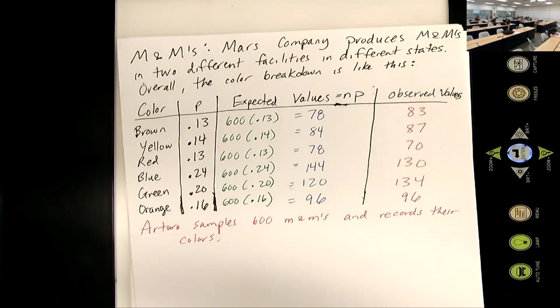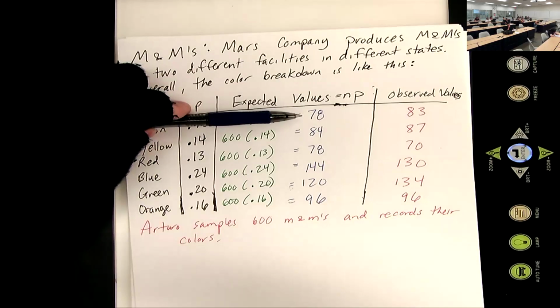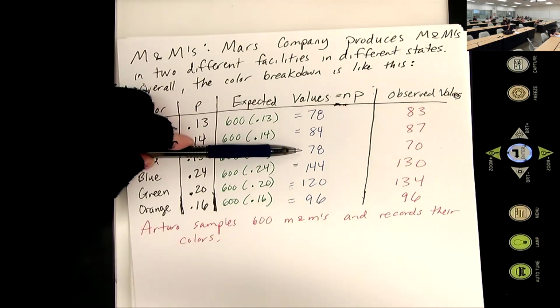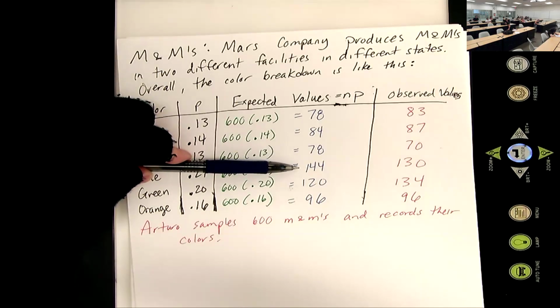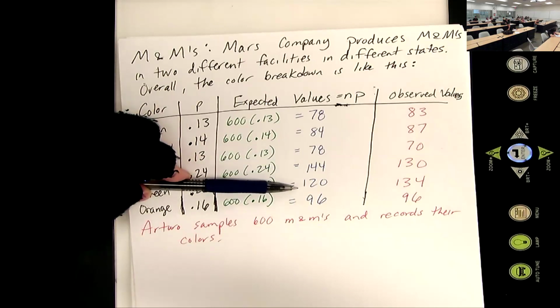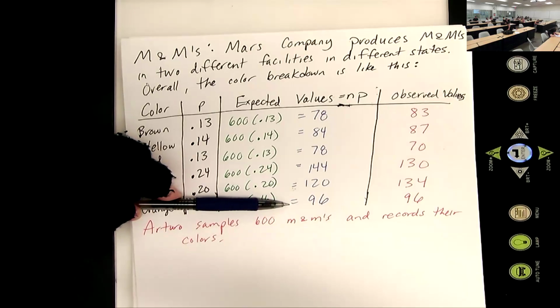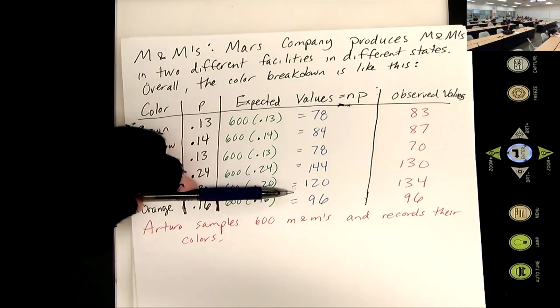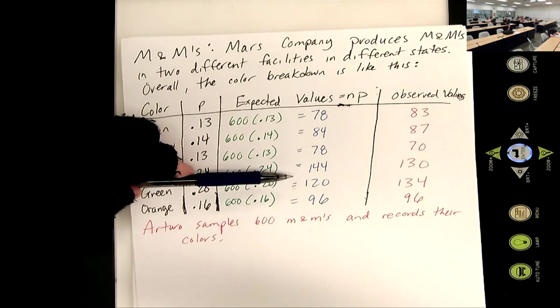Oftentimes with this alone, you can get a good idea of whether or not you think it's going to work. Is 78 fairly close to 83? Pretty close. 84 is pretty close to 87. 78 and 70 are getting a little further apart. 144 and 130, quite a bit apart, but we're looking at numbers above 100, so maybe it's not too much. Those are 14 apart, orange is right on. I can't really tell what's going to happen, but if something's messing it up, blue and green are likely the ones, because they're a lot more different.